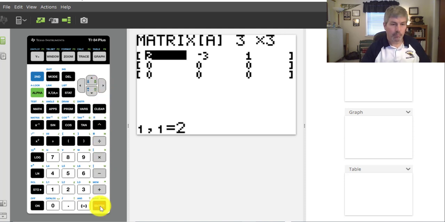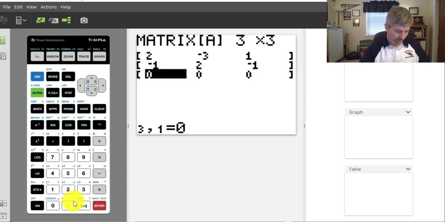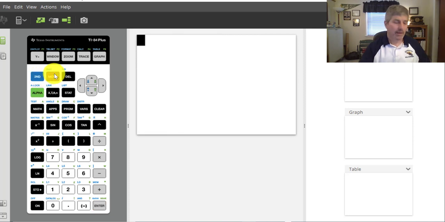And I can start inputting my values across my rows. 2, -3, and -1, 2, -1. And my final row, -2, 0, and 1. Double check that you've input everything correctly. It looks like it took me a couple tries here, but I eventually have gotten that. And now I can quit. And now I have my matrix.